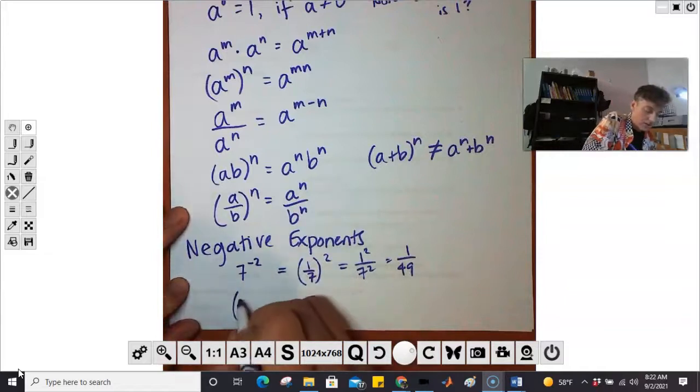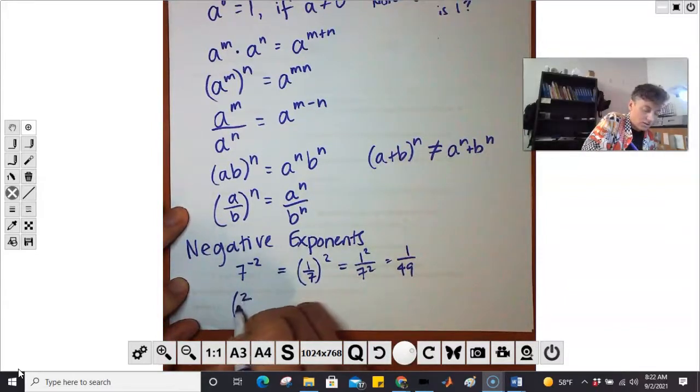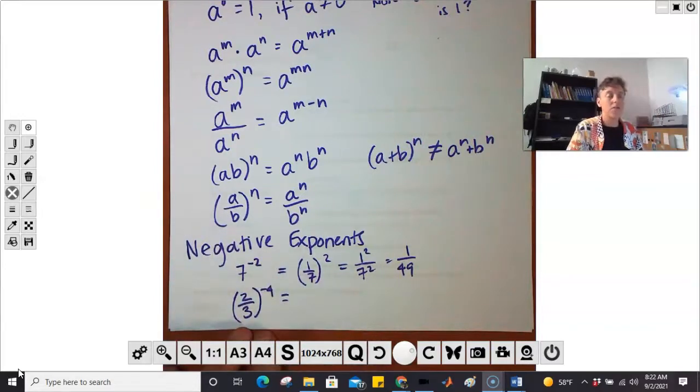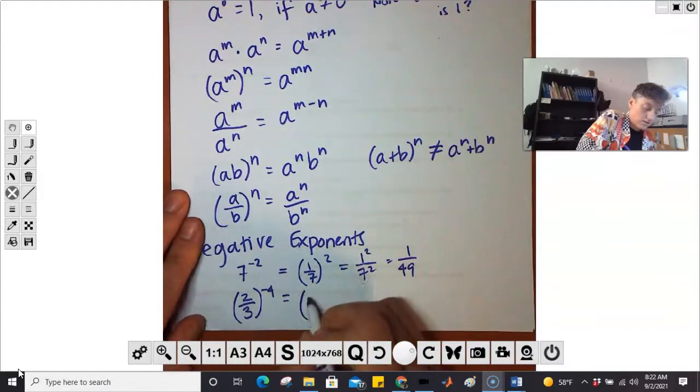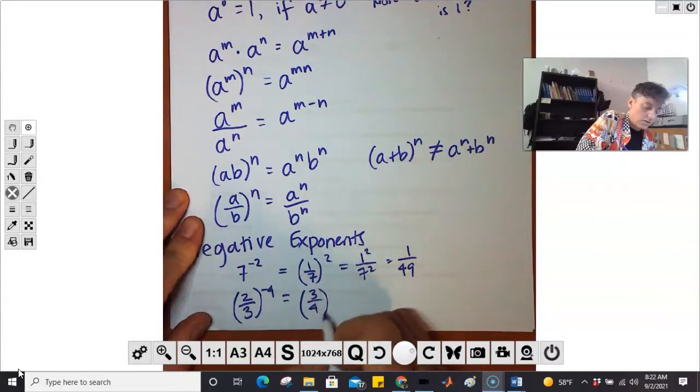So let's make this a fraction just for funsies and say that's to the negative 4. That is equal to the reciprocal, 3 over 4 to the positive exponent. Nope, 3 over 2.